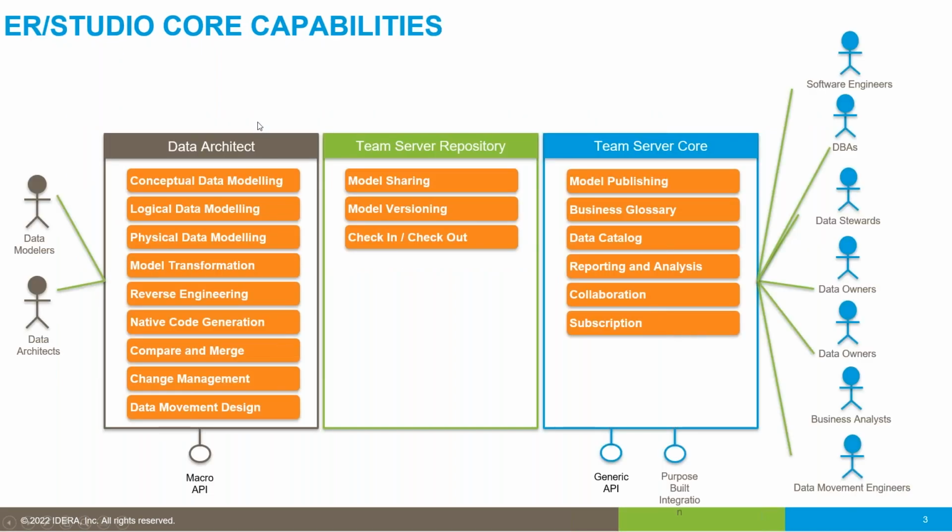As a product, there are really two parts to it. There's the data architect part, a desktop client tool. We're going to have a look at it later on, where our data modelers and data architects are creating these conceptual, logical, and physical models. They're doing code generation and moving through the change process of operational data assets. They can connect data architect to a central team server product, and team server has a central repository, so we can share models, version those models, check them in, and check them out.